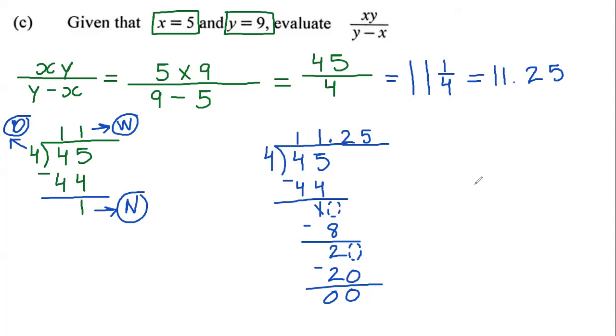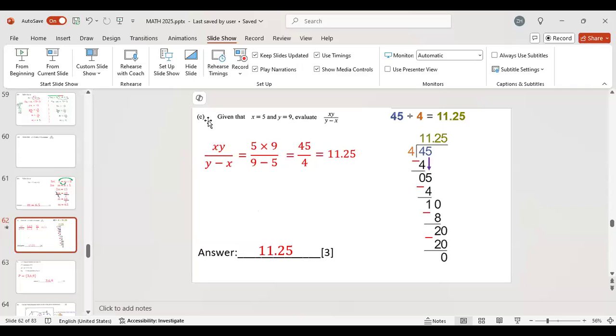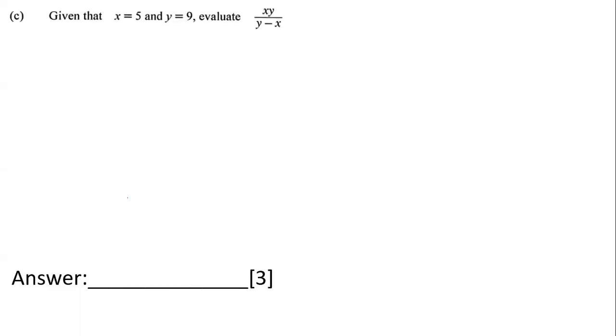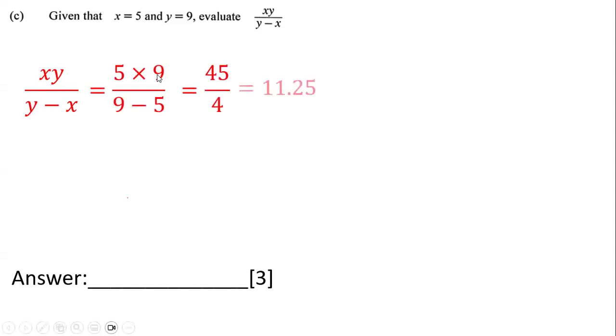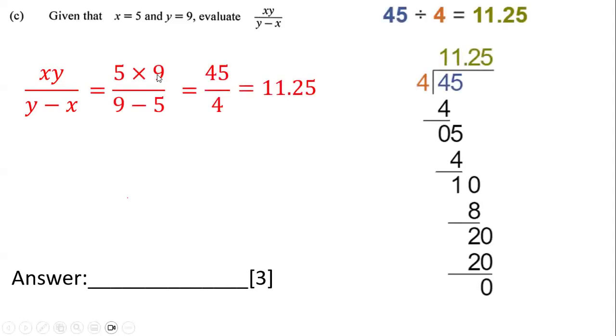It's gonna keep this. Let me clear all drawings. Okay, good. So this is how we do this. All we did was we substitute and then divide, and then we get 11.25 as our answer.